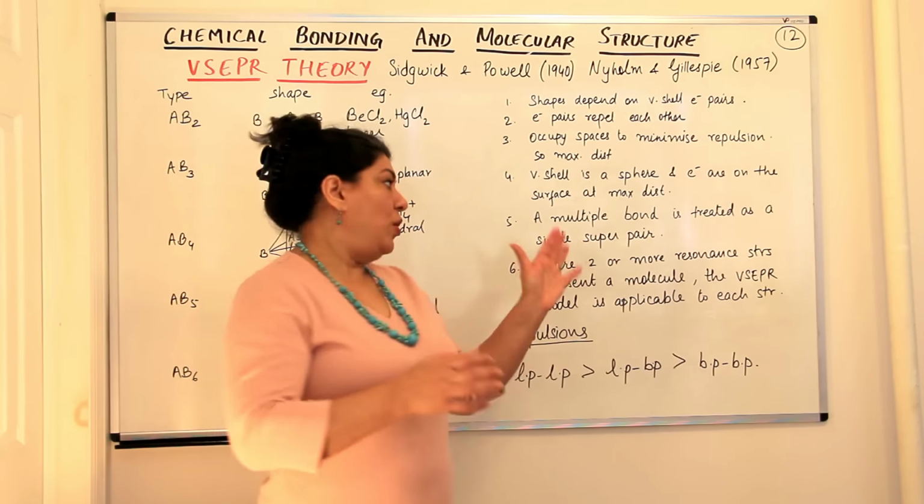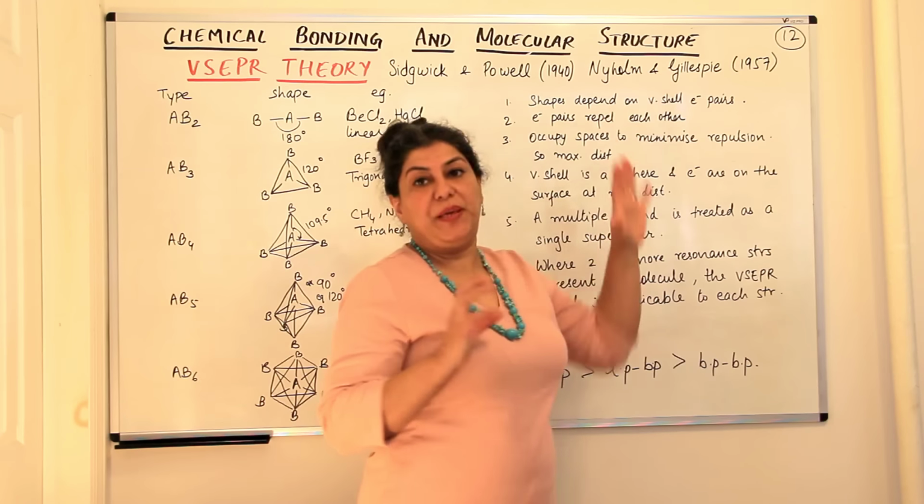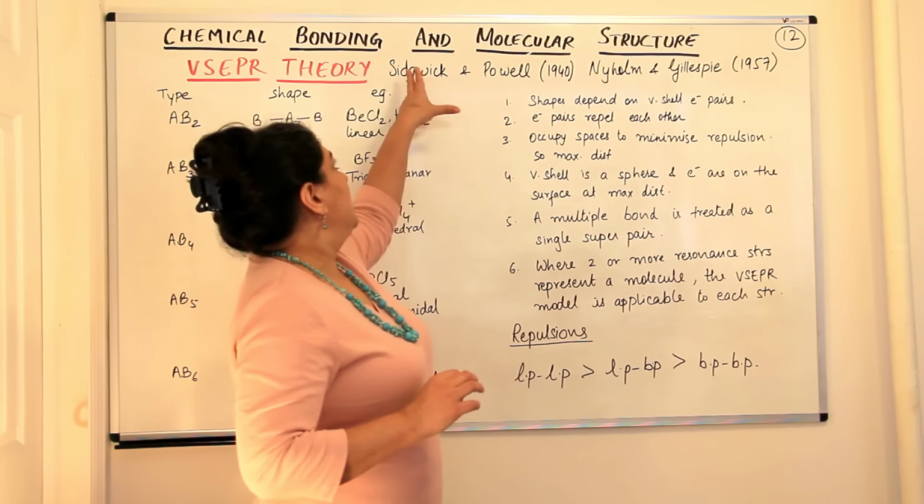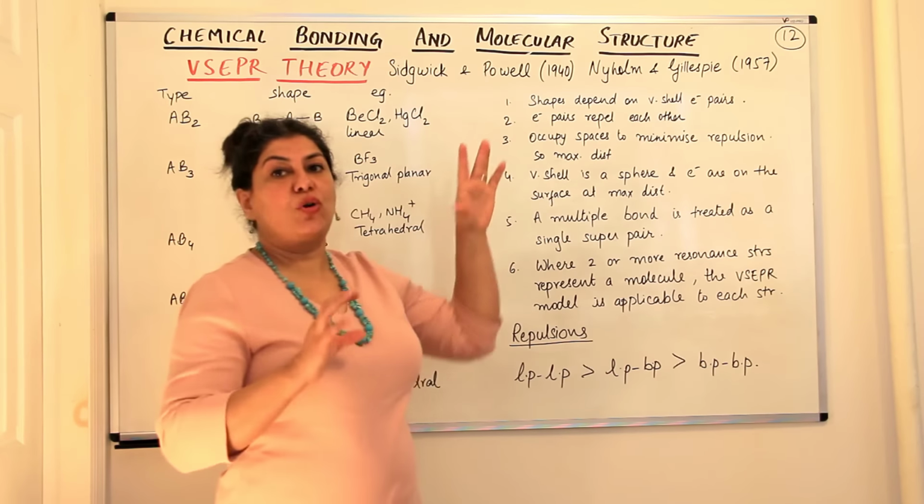Now, what was the difference? What was it that Nyholm and Gillespie had talked of? This is what Sidgwick and Powell had talked of. They only talked of bond pairs. They did not differentiate between lone pairs and bond pairs. So, when Sidgwick and Powell gave the VSEPR theory, they imagined the structures to be very symmetrical. On the other hand, Nyholm and Gillespie noticed that these electron pairs are of 2 types. They are lone pairs and they are bond pairs, and they also do not have equal repulsion.